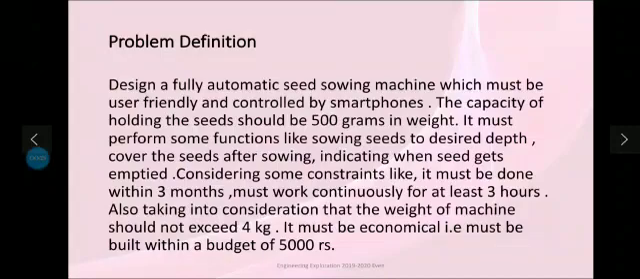It must perform some functions like sowing seeds to desired depth, covering the seeds after sowing, and indicating when the seed gets emptied. Considering some constraints, it must be done within 3 months, it must work continuously for at least 3 hours, and the weight of the machine should not exceed 4 kg. It must be economical, that is, it must be built within a budget of 5000 rupees.